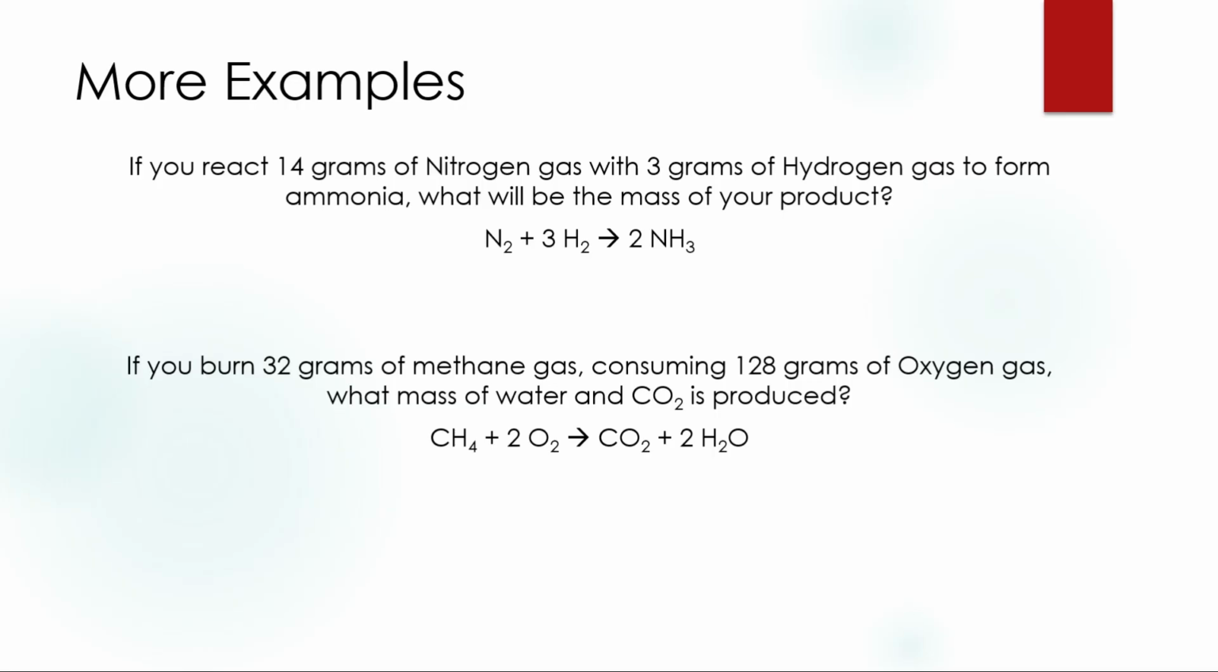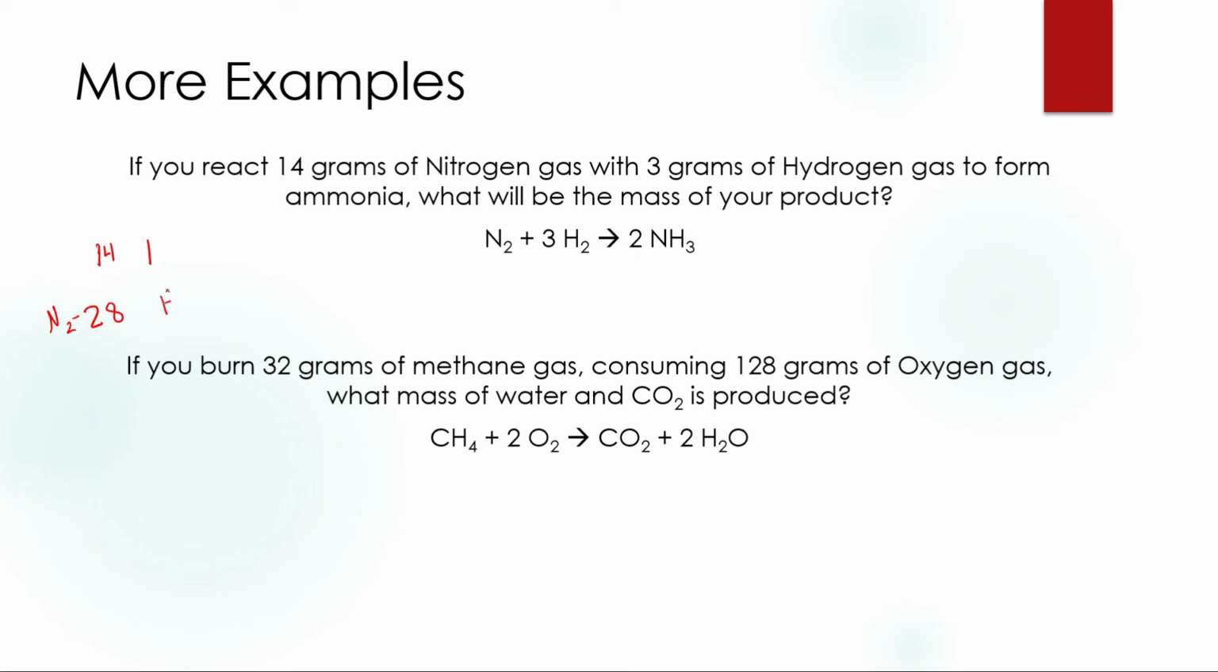Let's look at a few more examples. The first problem asks, if you react 14 grams of nitrogen gas with 3 grams of hydrogen gas to form ammonia, what will be the mass of your product? Now, there are 2 ways to do this, and we're going to start with the longer one on this first example. So first, we can calculate the molar mass of each of our different components. So the molar mass of each nitrogen atom is 14, and each hydrogen atom is 1. We have N2, so the molar mass of N2 is 28 grams.